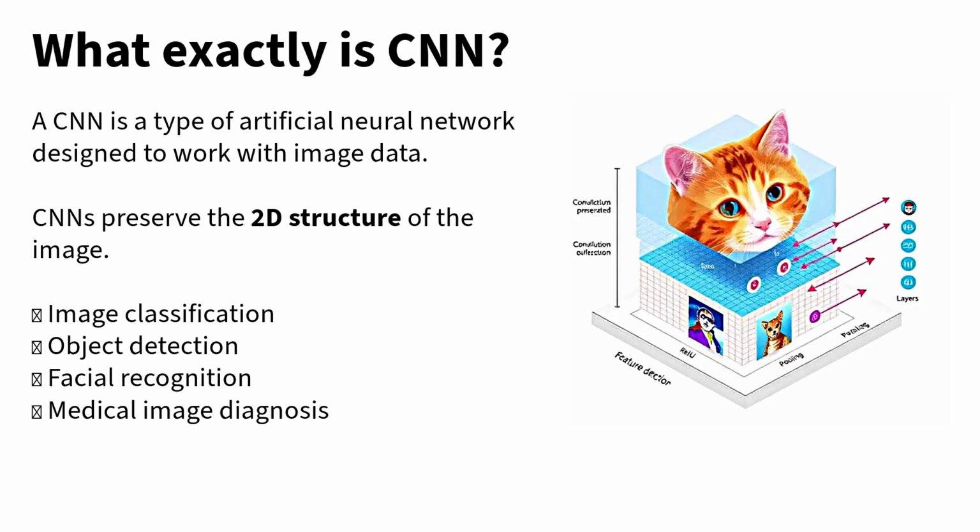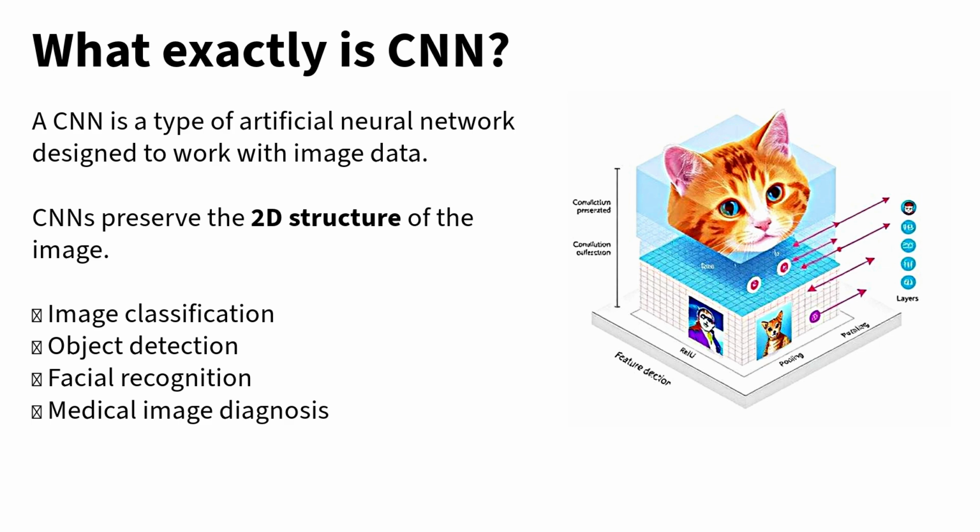Let's start simple. A CNN is a type of artificial neural network designed to work with image data. In a regular neural network, we flatten the image into one long vector. But with CNNs, we preserve the 2D structure of the image. Why? Because spatial patterns like edges, structures, textures, and shapes matter in images. A CNN can automatically and adaptively learn spatial hierarchies of features. It starts by detecting simple edges and then gradually builds up to complex shapes and objects.